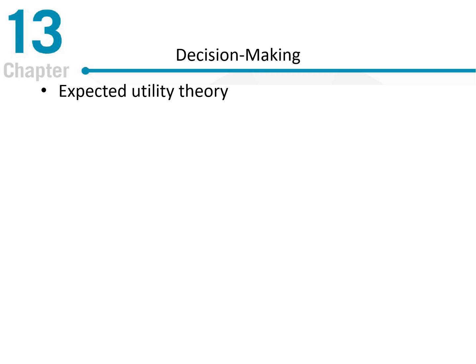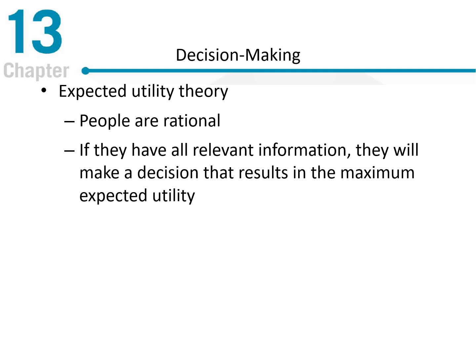And now we move along to expected utility theory. So this theory assumes that people are rational, and if they have all the relevant information in order to make a decision, they will make a decision that results in the maximum expected utility, or basically this is referring to payoff. So the maximum payoff possible.